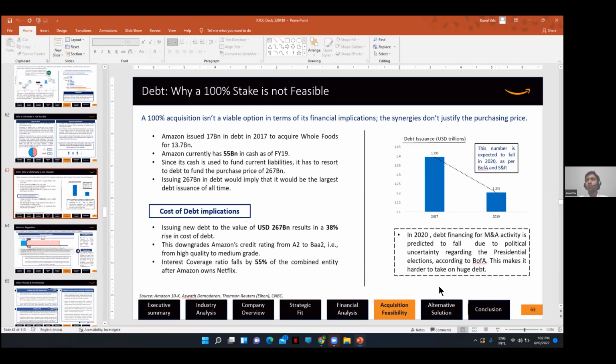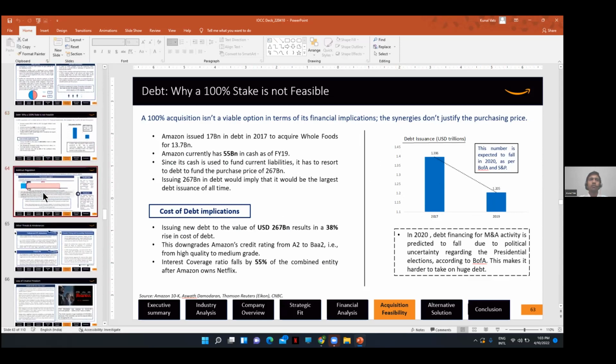And we could also see the future trend in debt issuance. Even if it did try to take debt, there was bound to be a fall in debt issuances during that time because of the presidential elections around the corner. So we also try to see what's going to happen in the market, do some research on that, and try to see where it's headed to back up our analysis.